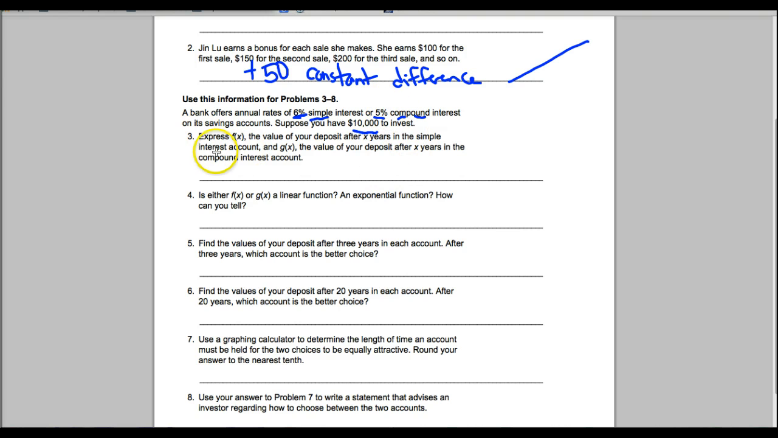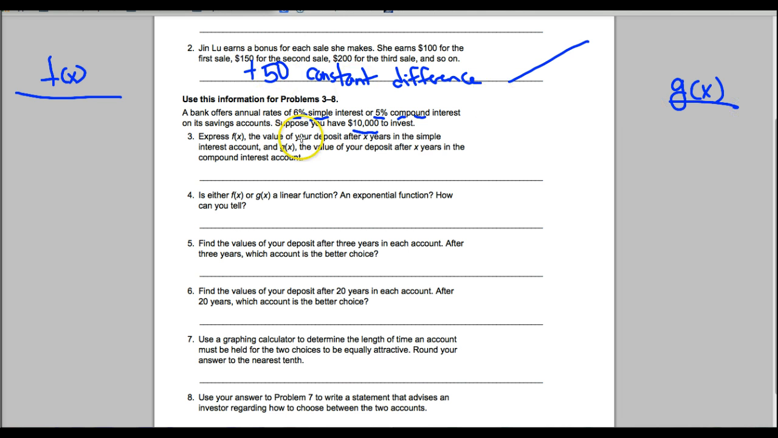So, okay, let's take a look at number 3. Express f of x, the value of your deposit after x years in the simple interest account, and g of x, the value of your deposit after x years in the compound interest account. Okay, so basically they're telling you to give an equation. And in order for you to give an equation, it would be really helpful if you can first graph it. So I would just do that. Here is f of x for me, and f of x is the simple interest, and here's g of x.